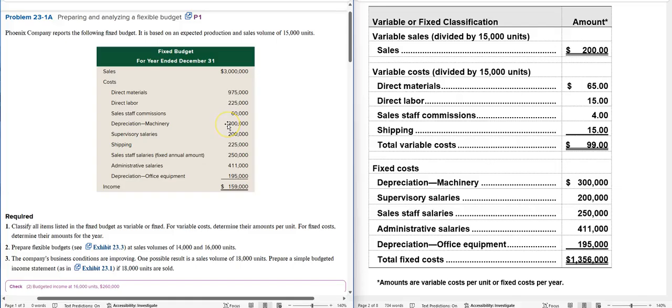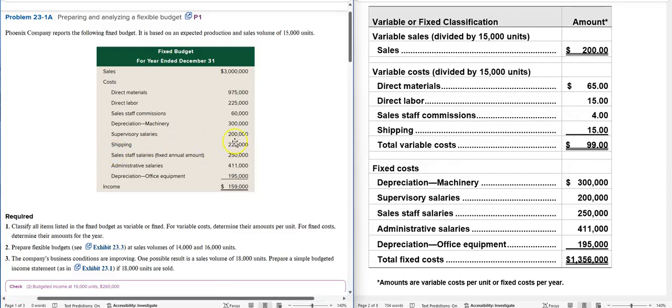Depreciation on the machinery. Depreciation is a set amount every month, right? It's not based off of how much is sold. So depreciation is going to be fixed. Supervisor salaries. By definition, salaries are a set amount each month or each year. They are not variable, they are fixed. They will not change regardless of the level of sales or the level of activity.